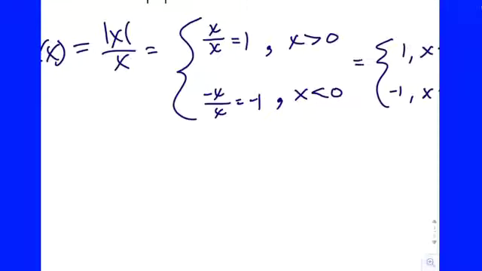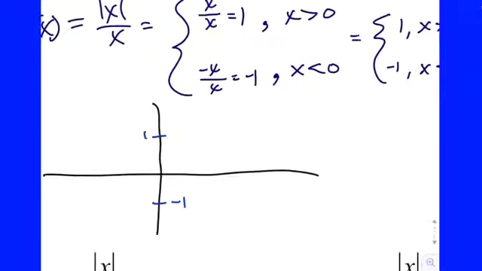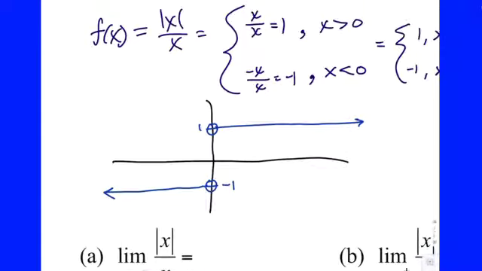So what would that graph as? Well, I'll show you. Pretty easy. There's a y-axis. There's an x-axis. Here is 1. And here is -1. So when x is positive, it's going to be the line y equals 1. And when x is negative, it's going to be the line y equals -1. And, of course, it's undefined at 0, so we put open circles there. Okay?